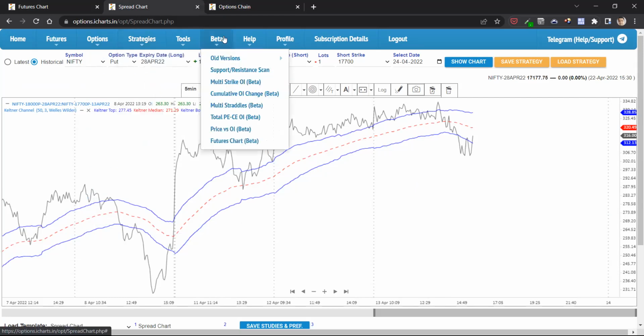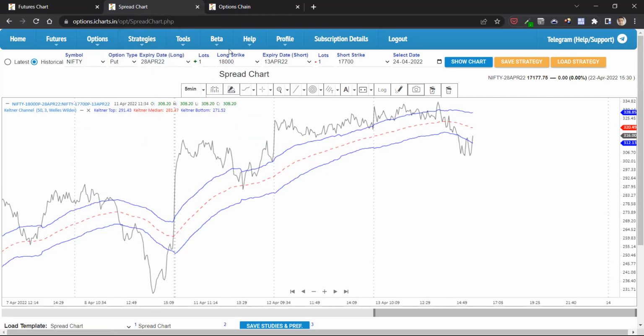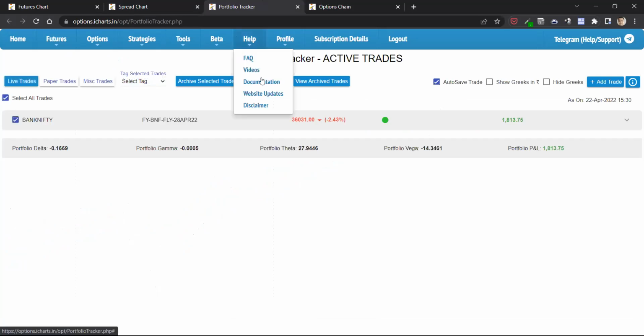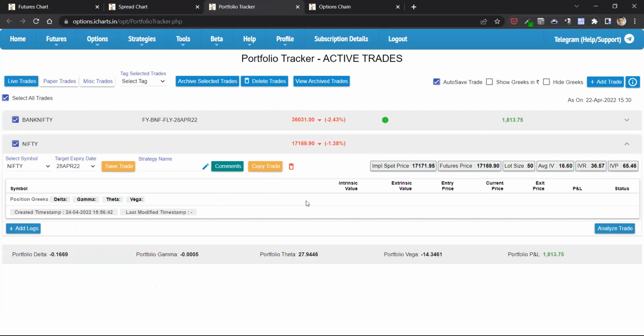But let me explain. Any questions here? I am sure there wouldn't be any questions because the adjustments are basically as they were in straddles and ironfly. So it is exactly the same. But I want to quickly jump in here because there are ways to do the same adjustments using the payoff chart.